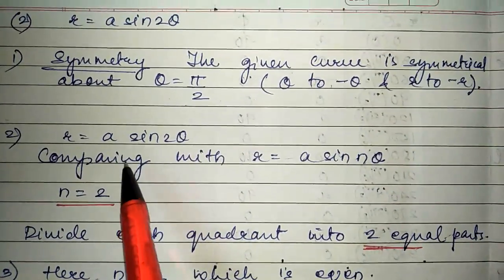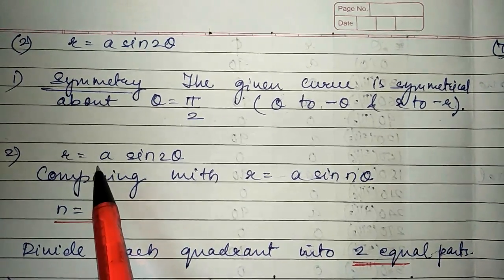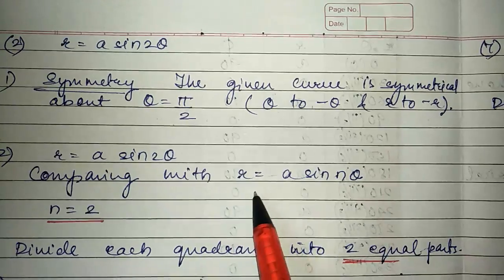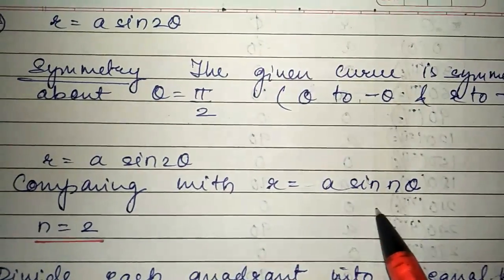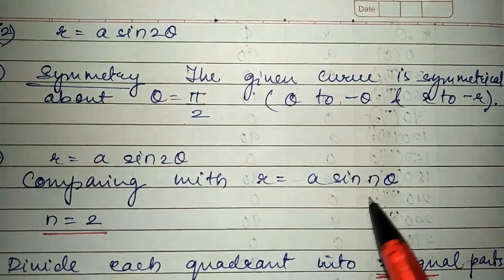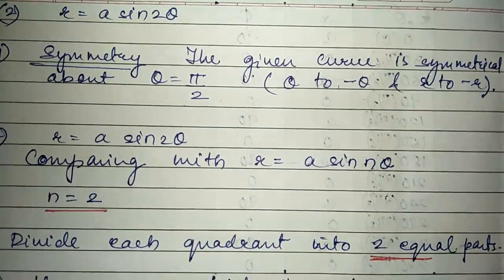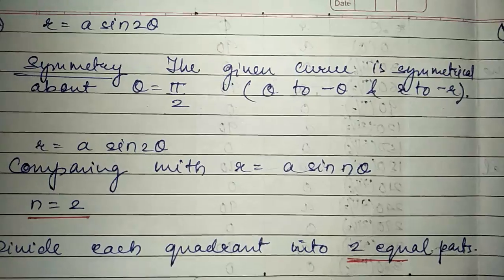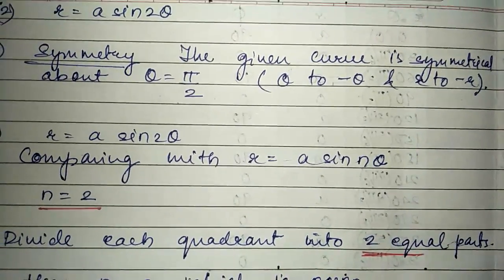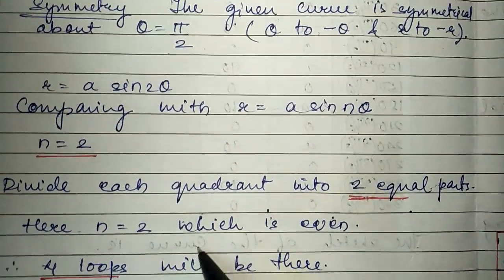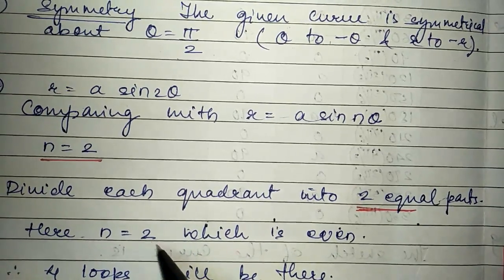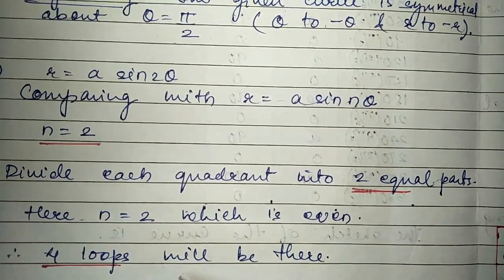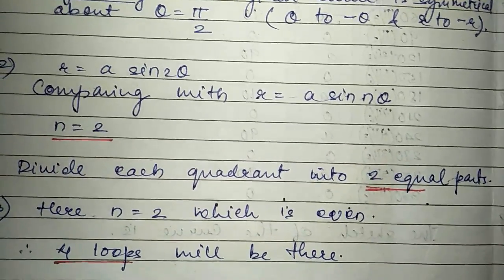Now next, the equation for the curve is r = a sin 2θ. Comparing it with r = a sin nθ, we can say that n = 2. So we will divide each quadrant into 2 equal parts. Now here n is 2, which is even, so we will have a total of 4 loops for the curve.